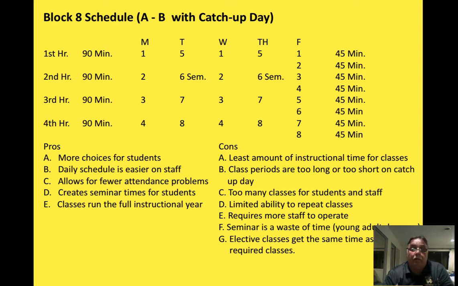But again, a lot of the same issues. Least amount of instructional time, a seminar which can tend to be some young adult daycare instead of productive, and it's too many classes for kids. 7 is way too many for a student to have.